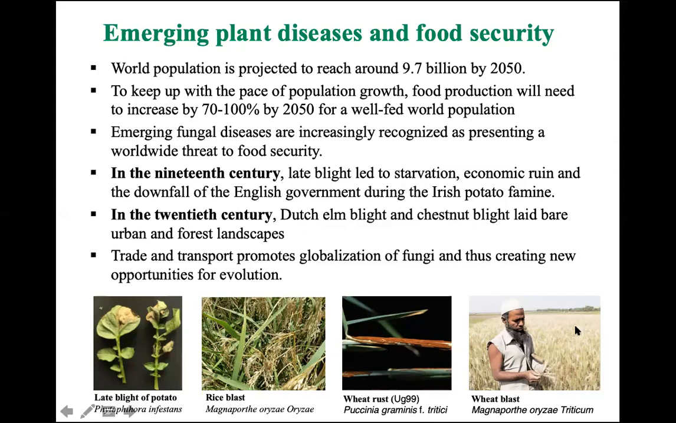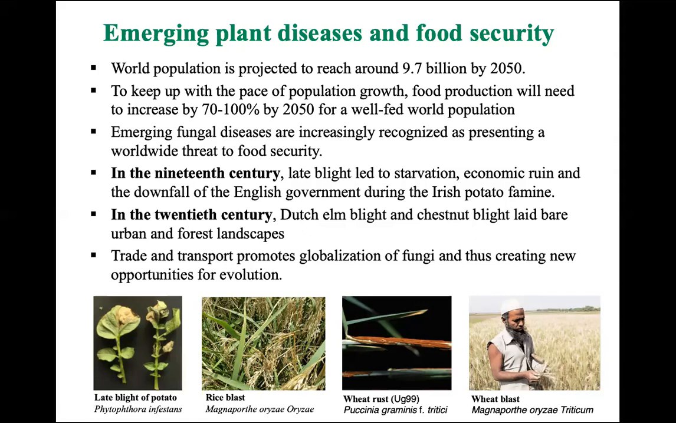And yield loss can be 100%. As a result, it is a potentially catastrophic disease for Asia, because it is seed-borne as well as airborne, so it may spread to other countries in Asia. Our neighbor India is the second largest wheat producing country. China is the world number one wheat producing country.